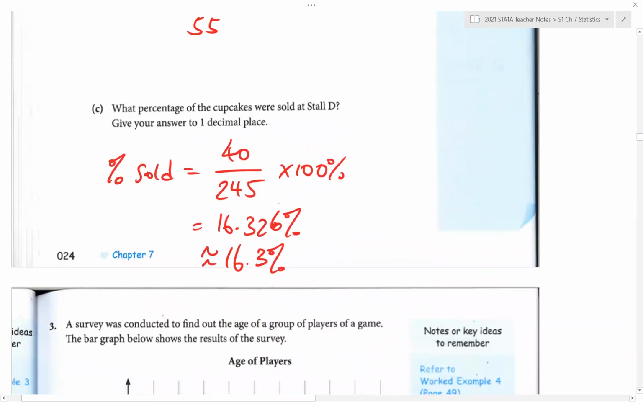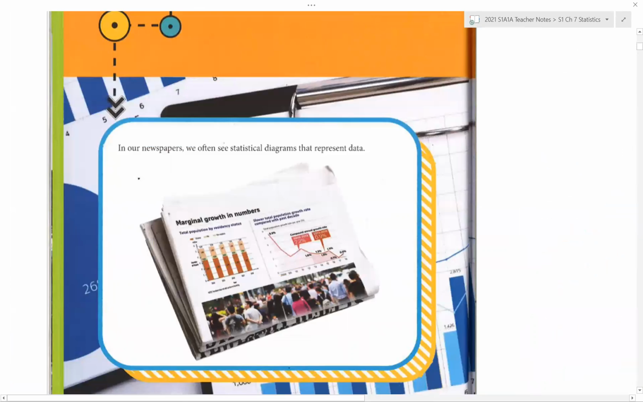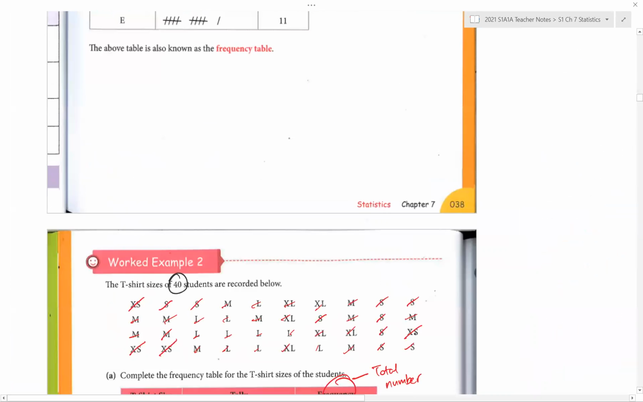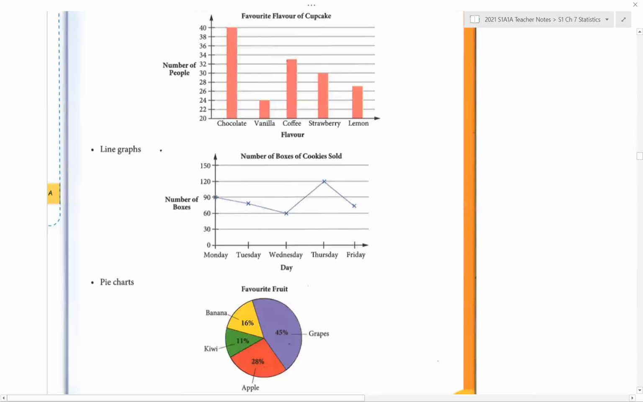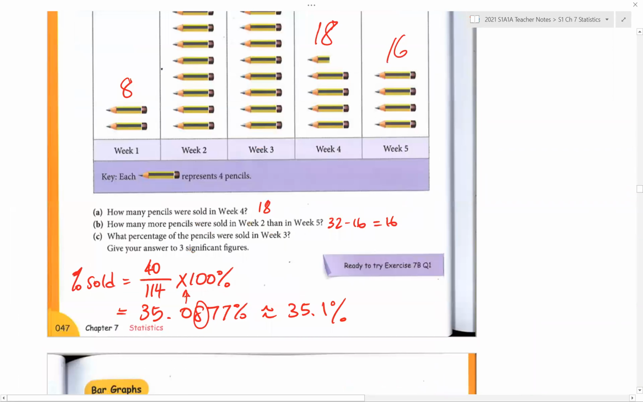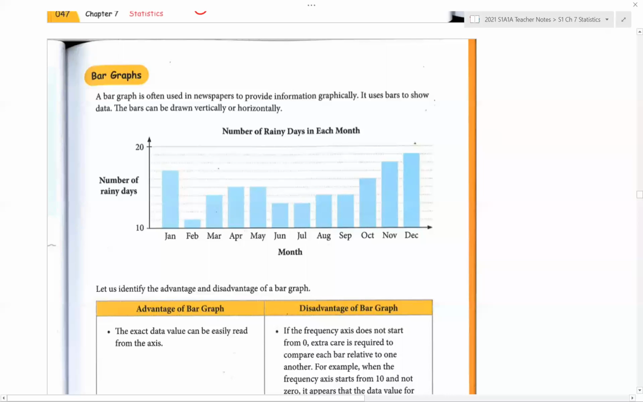Okay, so these are our pictograms. Let's move on to our bar graph from our textbook. Yes, textbook again, bar graph. Is it page 48? Okay, thank you. Page 48. So here, bar graph. The bars can be drawn vertically or horizontally.